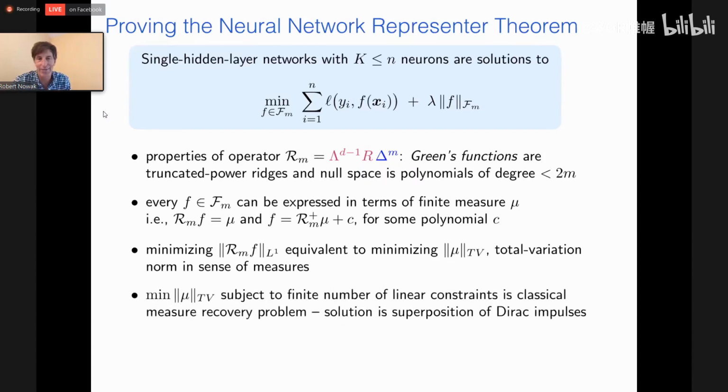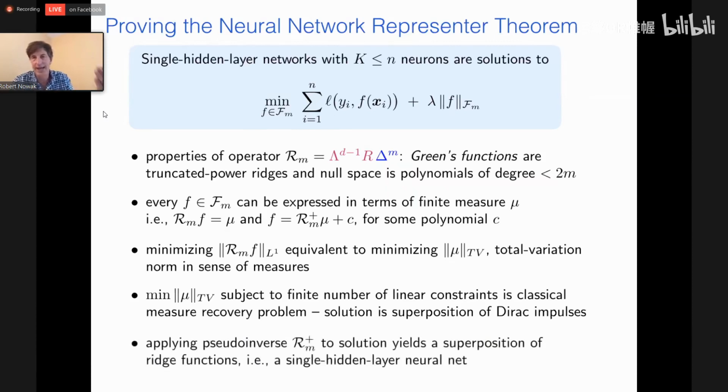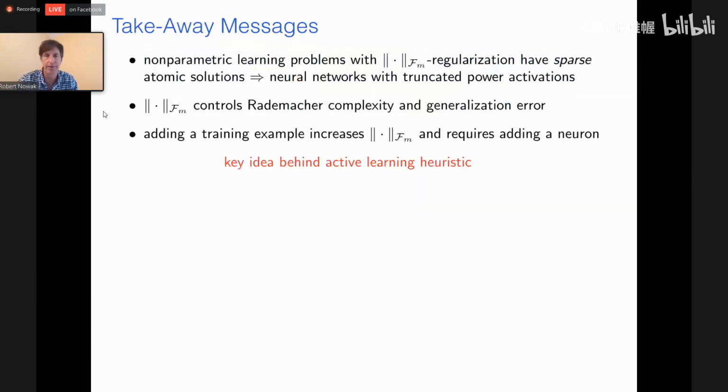That is, minimizing total variation of a measure subject to linear constraints. The linear constraints are just coming from our data. That's a classic measure recovery problem, and it's known that a superposition of Diracs is a solution to it. And so if we take that superposition of Diracs and apply the pseudo inverse operator to the solution, we get a superposition of ridge functions, which is exactly a single hidden layer neural network. So those are the ingredients that go into proving that representer theorem.